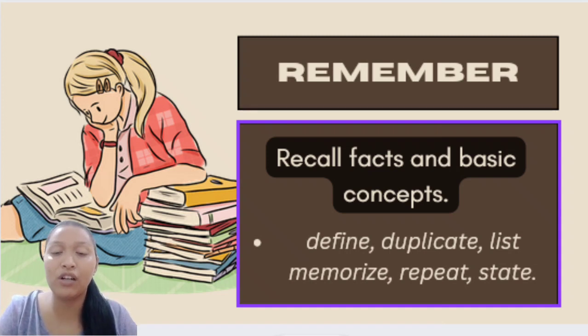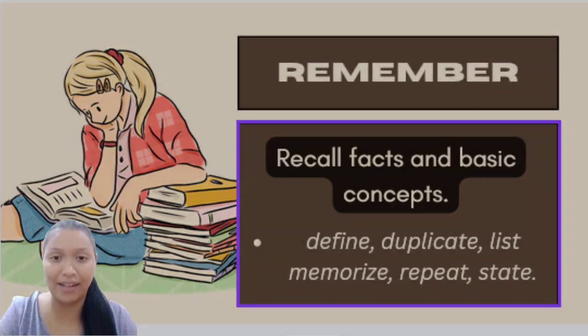So, the appropriate learning outcome verbs for this level include define, describe, identify, label, list, match, name, outline, quote, recall, report, reproduce, retrieve, show, state, tabulate, and tag.